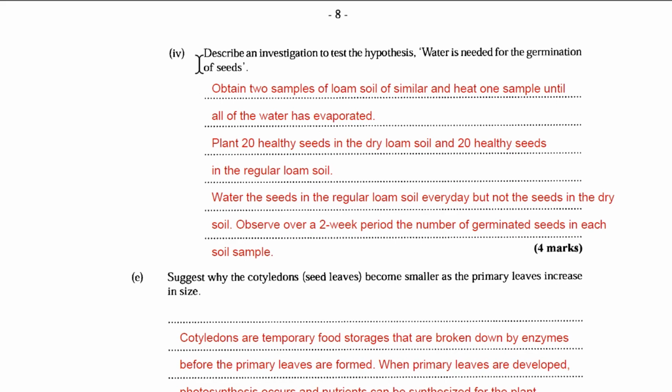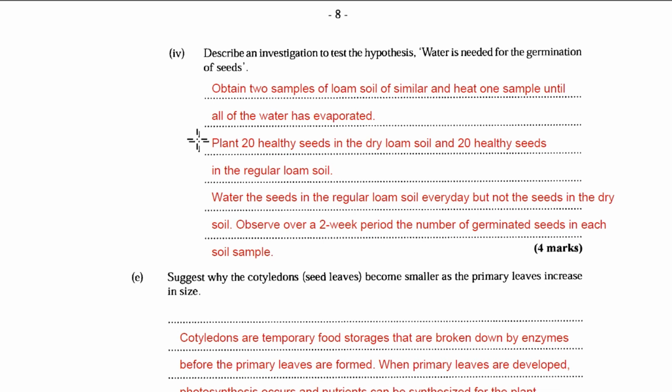So the question here is to describe an investigation to test the hypothesis water is needed for the germination of seeds. You're going to obtain 2 samples of loam soil of similar mass and particulate size, and heat 1 sample until all of the water is evaporated. So basically you're going to have a regular sample and you're going to have a desiccated sample, a dry sample.